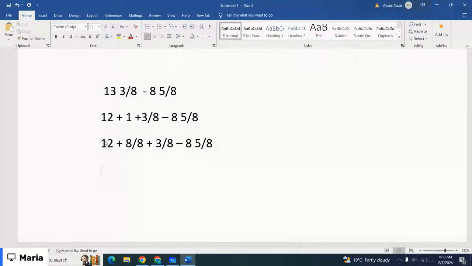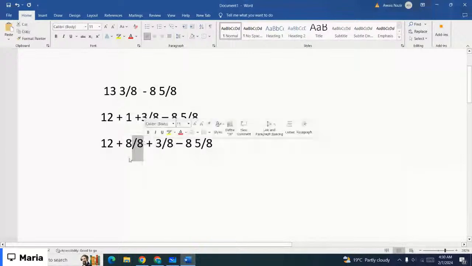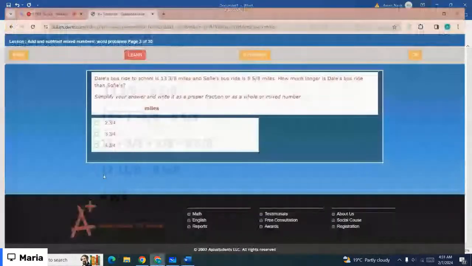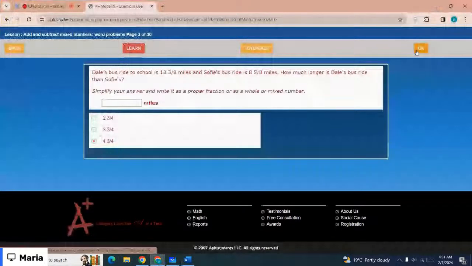Okay, now you can add this 8 by 8 and 3 by 8. So 8 plus 3 makes 11. So 12 whole 11 over 8 minus 8 whole 5 over 8. Now you can subtract their fractional parts also. So 12 minus 8 is 4 and 11 minus 5 is 6. So that is 4 whole 6 over 8, and you can divide them by the common factor 2. So that is 4 whole 3 over 4. Got it? So the correct option is 4 whole 3 over 4. The last one is the correct option.